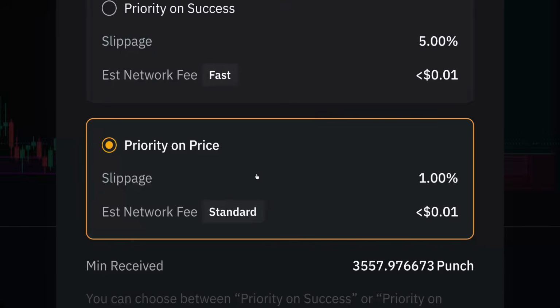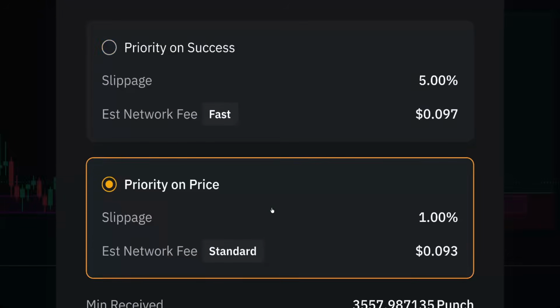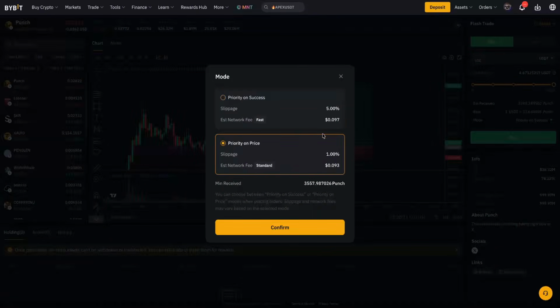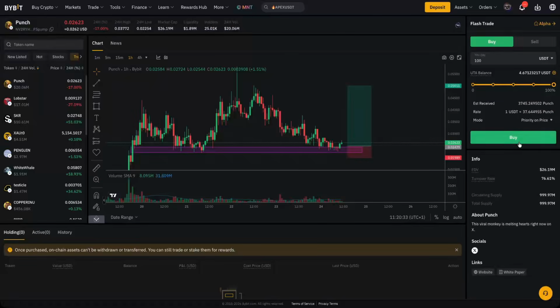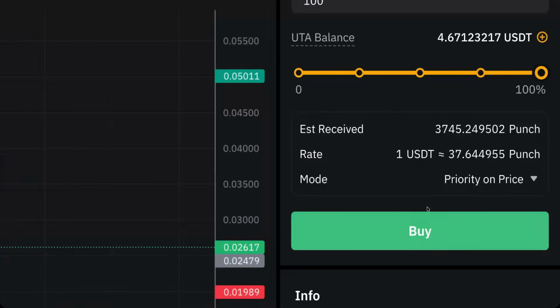From my experience, the network fee is standard, but this has always executed my trades almost immediately as well, right? So you may not feel the impact, but if you are trading a very huge amount of money, let's say the turnover for this is about 20 million or thereabout, and you're putting up to 500K, 100K in this trade, then that is when you know that slippage of 5% is very high. So we'll always go on the priority on price option, and then you go ahead and click on confirm, and then you can go ahead and click on buy, right?